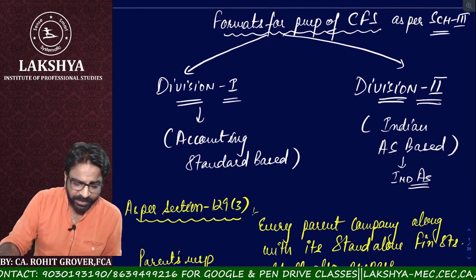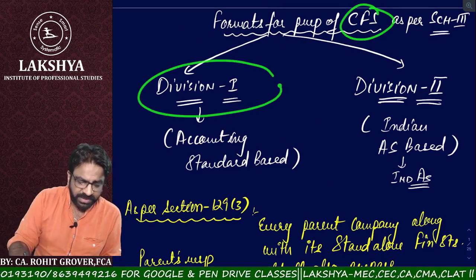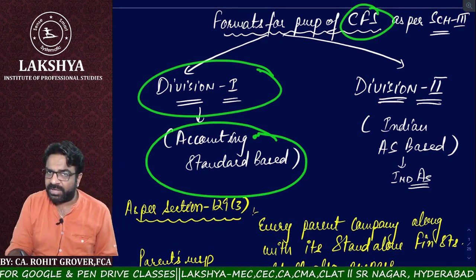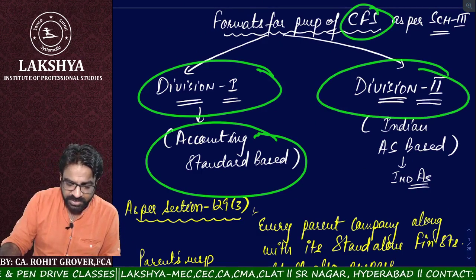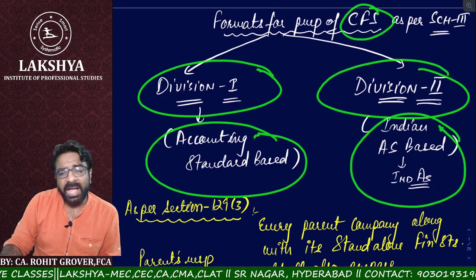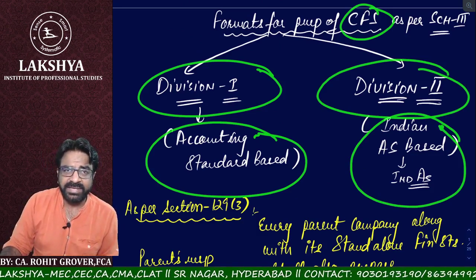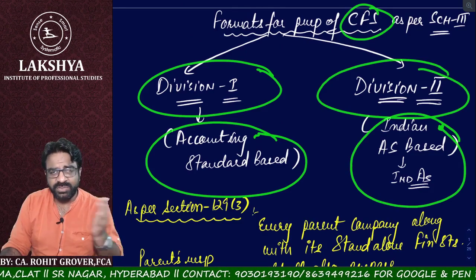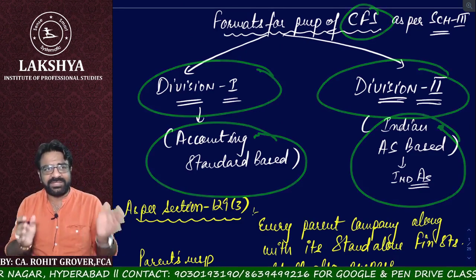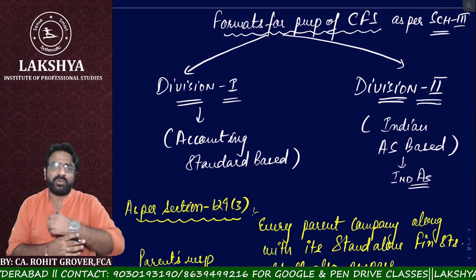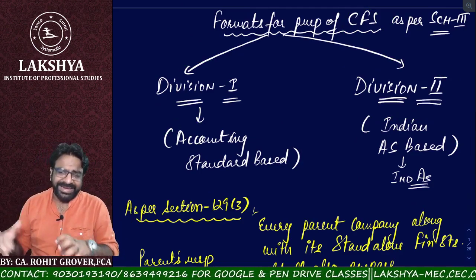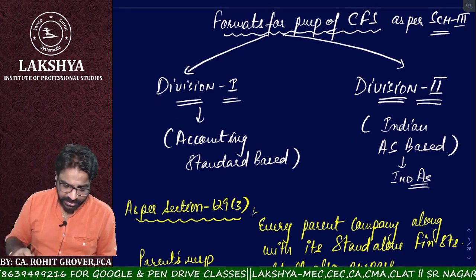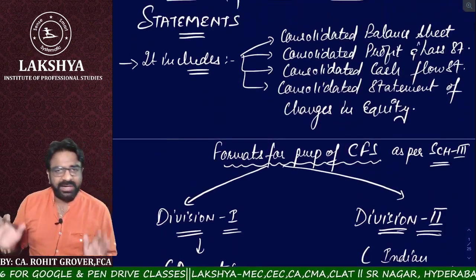So what is the format for preparation of financial statement? Division 1 companies are those companies which use the accounting standards while preparing their financial statements, and division 2 companies are those which use IND-AS. As you all know, IND-AS is nothing but the new phase of the accounting standards. So slowly accounting standards are getting phased out of India, and IND-AS is taking over. Am I clear to everyone? Yes. So this is basically the introduction of the chapter.